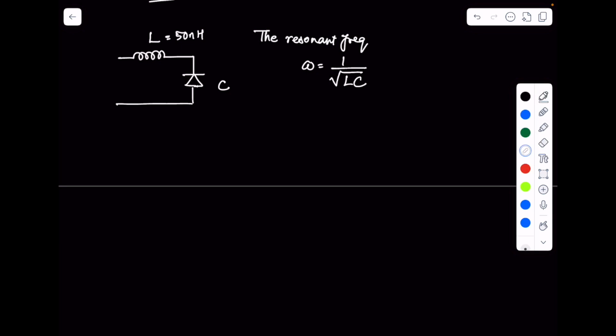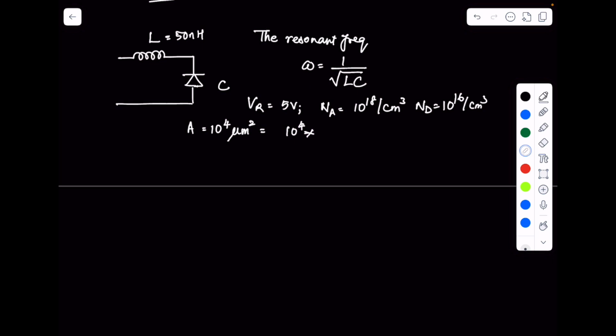We're given that the reverse bias voltage is 5 volts. It has an Na of 10 power 18 per centimeter cube, an Nd of 10 power 16 per centimeter cube, and an area of 10 power 4 micron squared, or in other words, 10 power 4 into 10 power minus 8, or 10 power minus 4 centimeter squared. Right? So we need to find the capacitance. We can begin with finding the depletion width in the diode and then the capacitance from there.